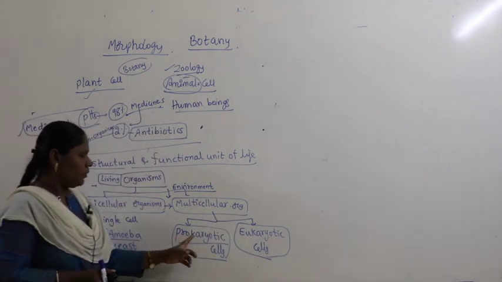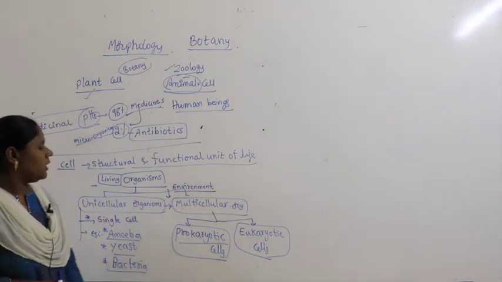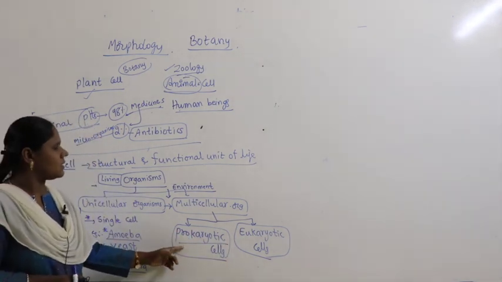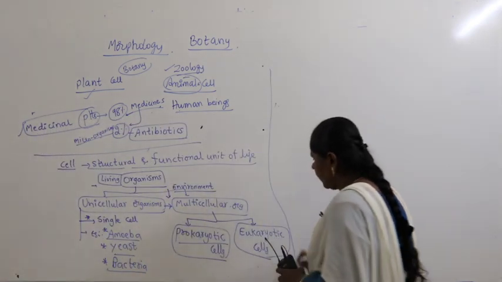What are we studying? Prokaryotic cells and eukaryotic cells. Then what are these prokaryotic cells? Now if you look at these prokaryotic cells, now we try to differentiate them very clearly here.